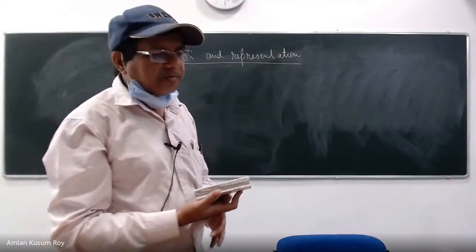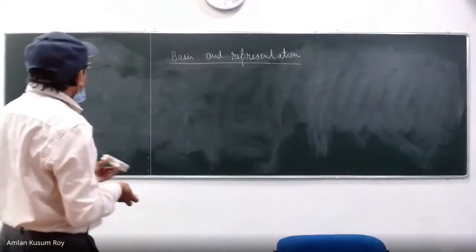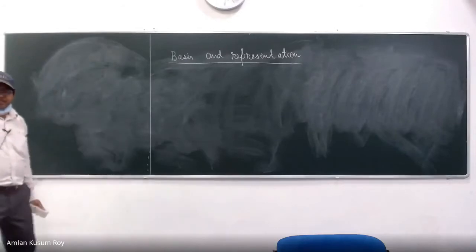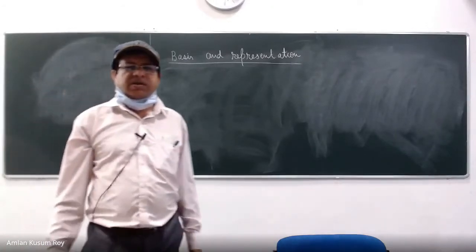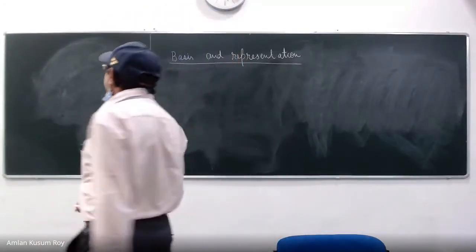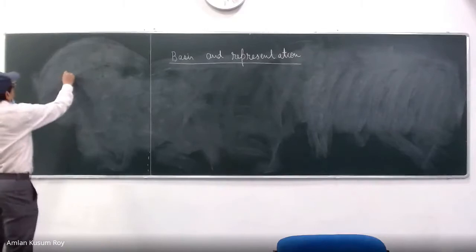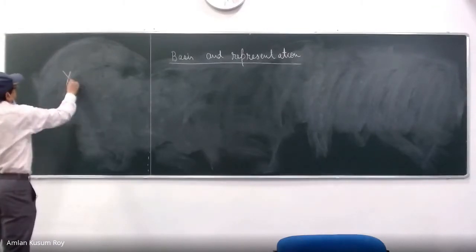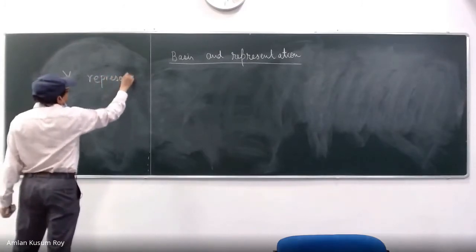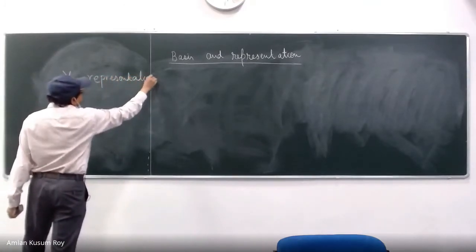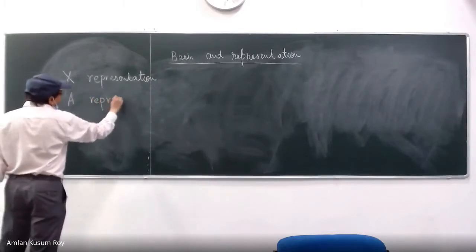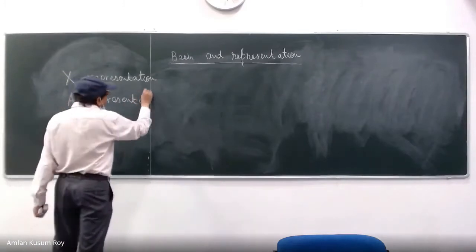So you can have many representations of a problem. First of all, what does that mean? And what is that representation? So in a given representation, say X representation or A representation, what is the meaning of a representation?